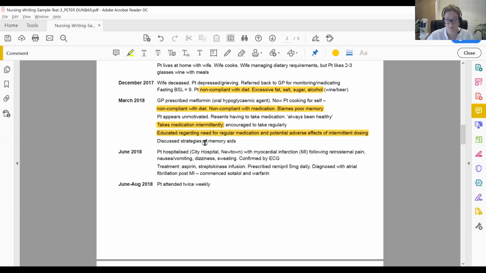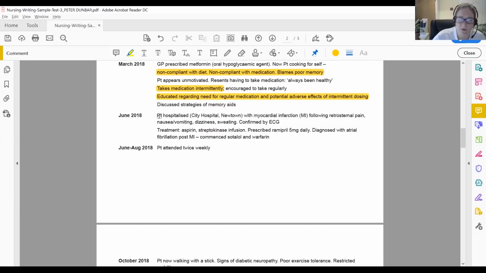Discuss the strategies of memory aids. Now, I think because he's going to live with his daughter now, who's going to monitor it, perhaps we wouldn't mention that, but you might want to consider it, but we can decide that later.